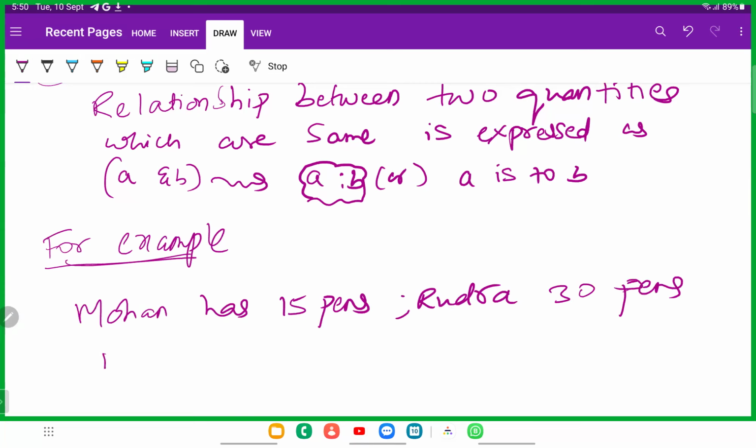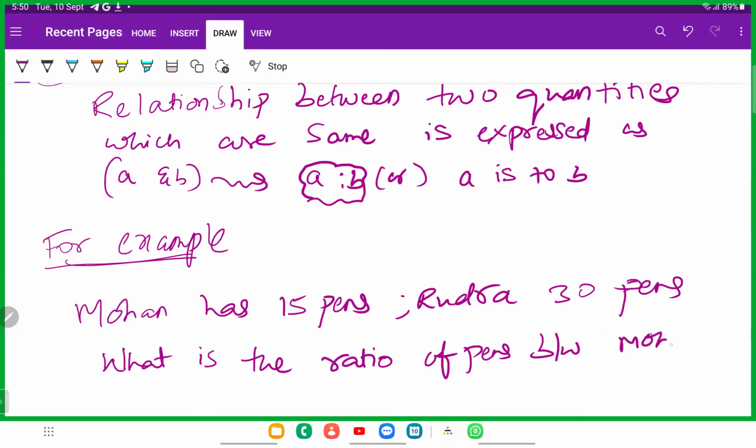What is the ratio of pens between Mohan and Rudra? Sir, 1 is to 2. 1 is to 2, sir. Yes. What is the ratio of pens between Mohan and Rudra?